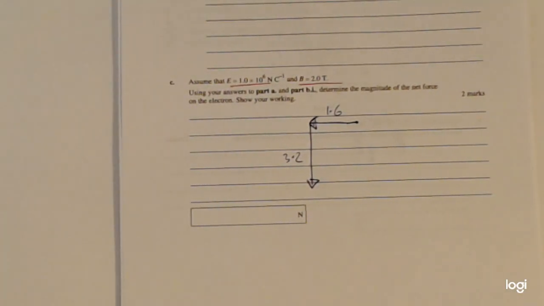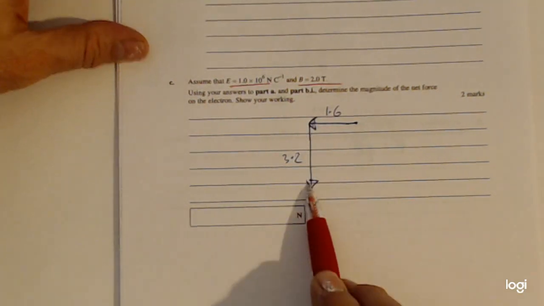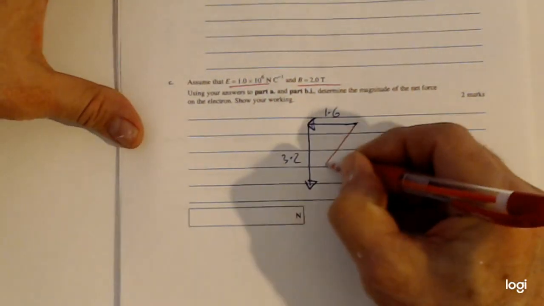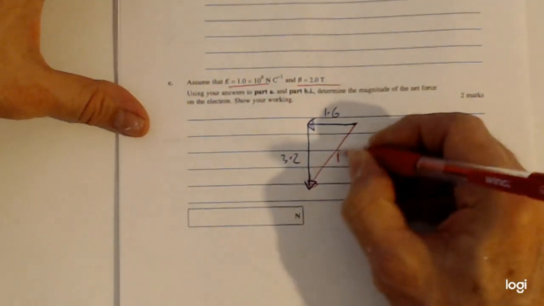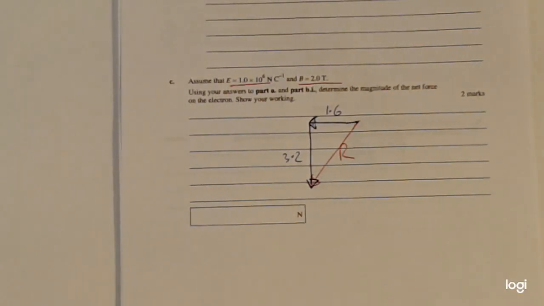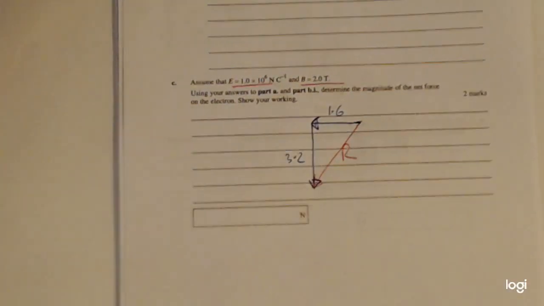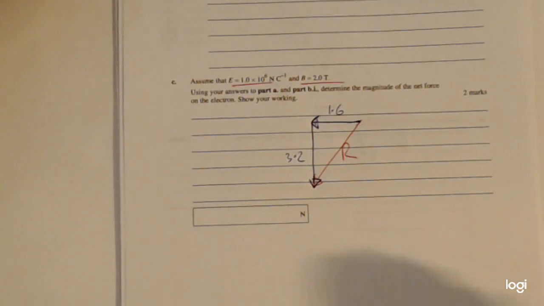Where would the overall force on that electron be directed? It will be directed at the vector sum of those two, which is down here. So that's essentially the answer, but drawing it is not enough. We need to find out the magnitude and the direction.